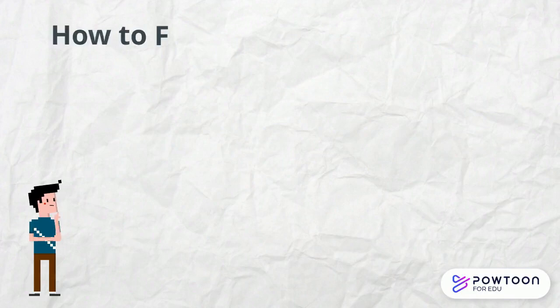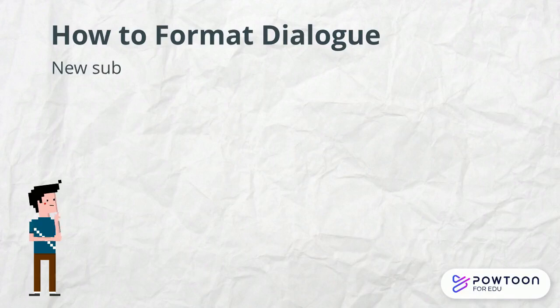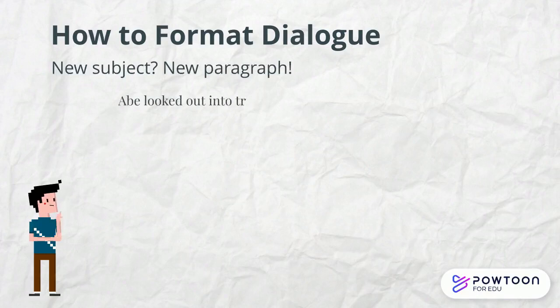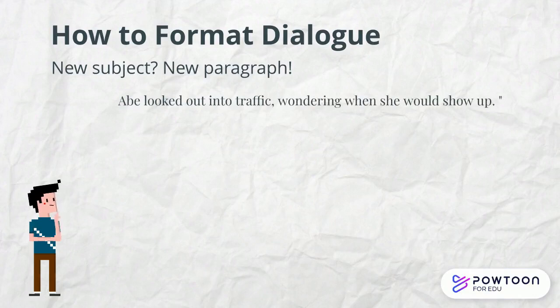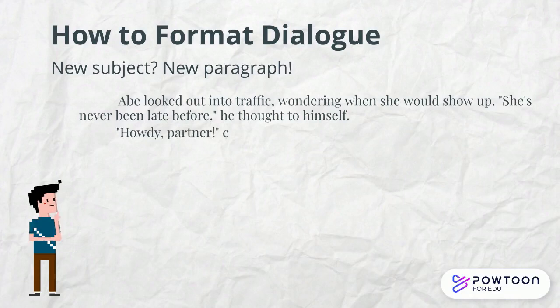First up, how to format your dialogue. In general, every time you change the person you're writing about, that is the subject, you should start a new paragraph. For example, you can have one paragraph about what Abe is doing, thinking, saying, feeling, and anything else that focuses on Abe. But once you start talking about somebody else, like Sarah, you'll need to start a new paragraph. Once you switch back to Abe, you should start a new paragraph again.